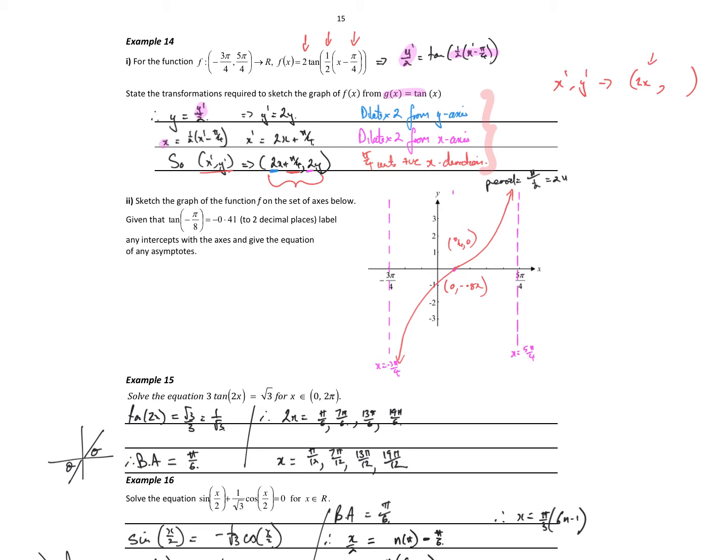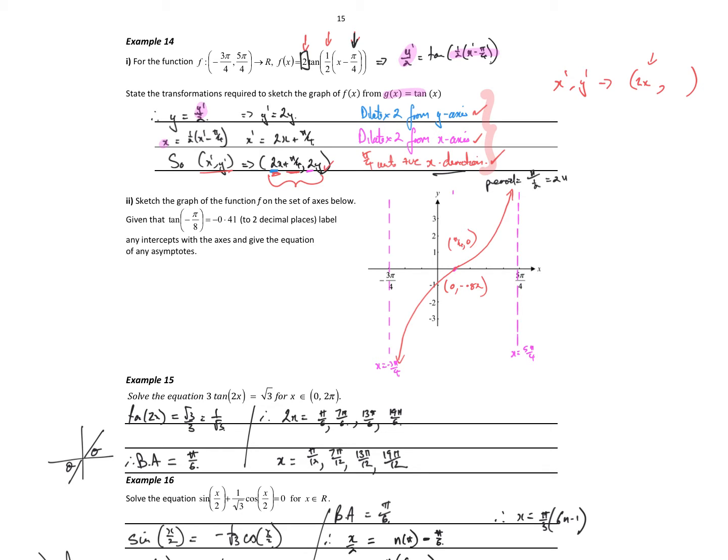And we might talk about that. So if I multiply the x coordinate by 2, I'm moving from the y-axis. If I add pi on 4 to the x value, I'm moving along the x-axis. If I multiply the y value by 2, I'm moving from the x-axis. And we can see all that here. 2 out the front is my dilation by a factor of 2 from the x-axis. Pi on 4 inside the function, shifting it in the positive x direction.